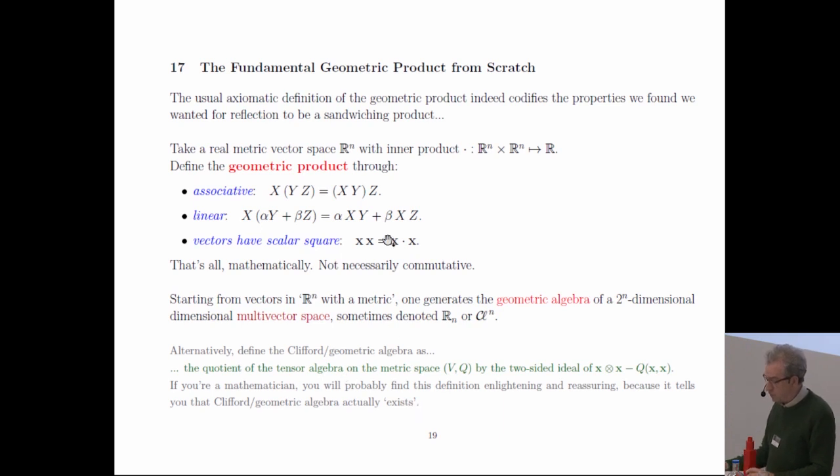They much more would like it if I would say that a Clifford algebra is the quotient of a tensor algebra on the metric space VQ by the two-sided ideal of this. The fact that it's a tensor algebra means that it has such properties, and the fact that it's an ideal means that whenever x times x occurs, I can replace it by the quadratic form that I've already defined on this metric space. This is very important because it means it exists. This apparently doesn't, but I'm not a mathematician. For us it exists because it helps.